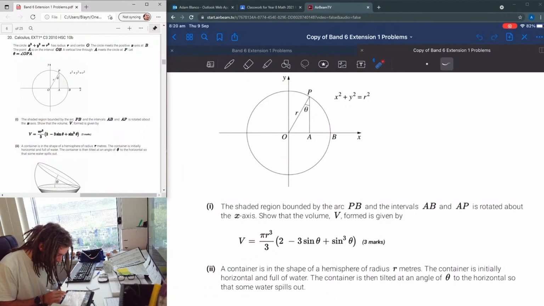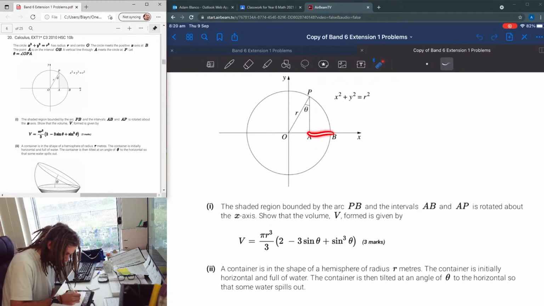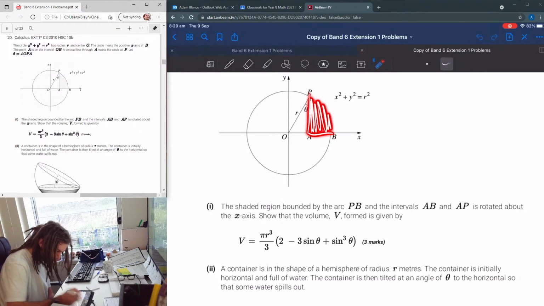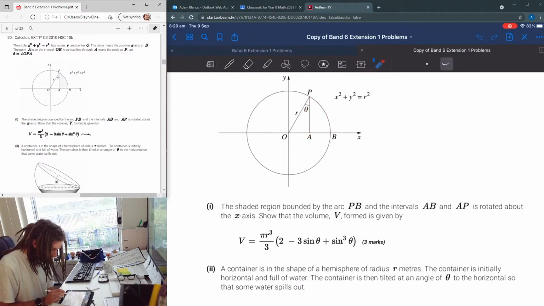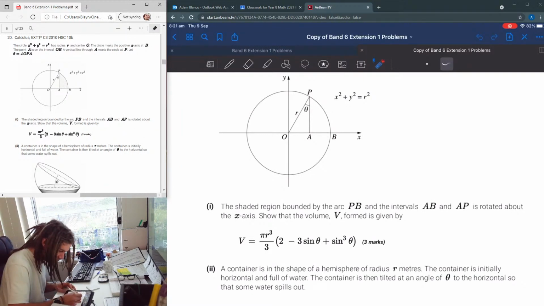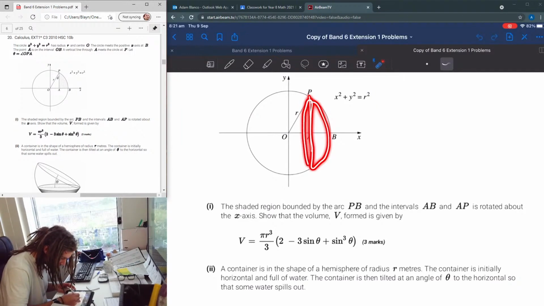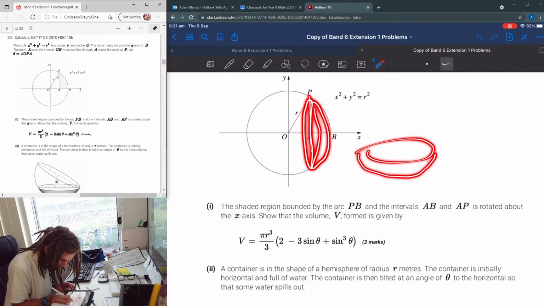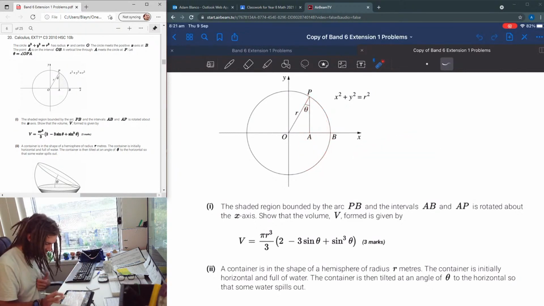Now it's saying the shaded region bounded by the arc PB, so this, and the intervals AB and AP, is rotated about the x-axis. So you imagine it's rotated this way. What that kind of looks like is like a hemisphere, but not a sphere, if that makes sense. So it's like this. That was a terrible picture. Anyway, show that the volume is this thing.